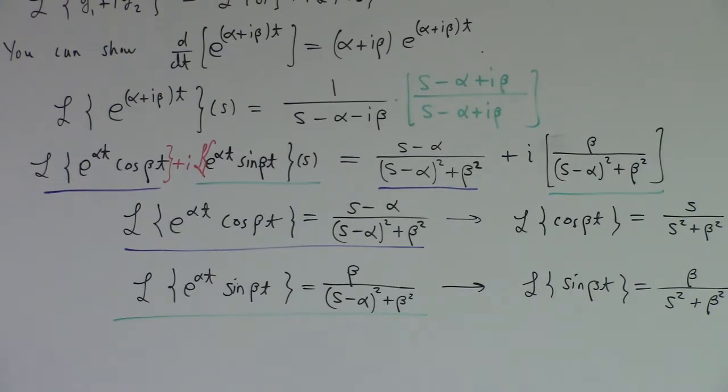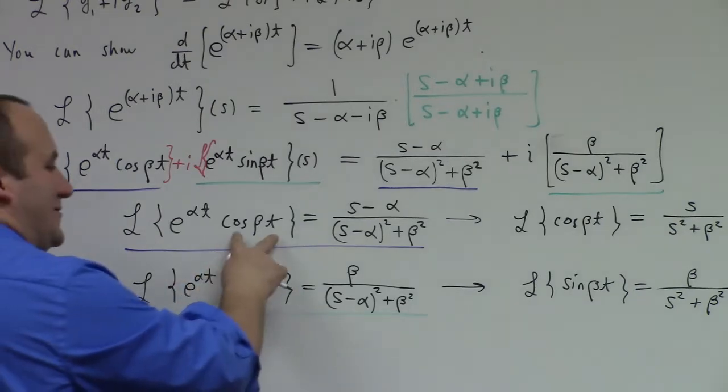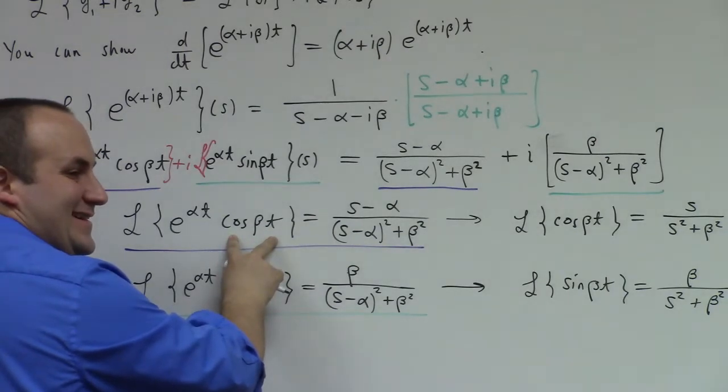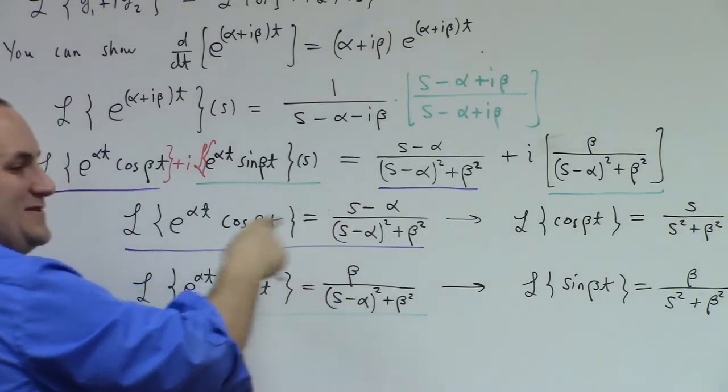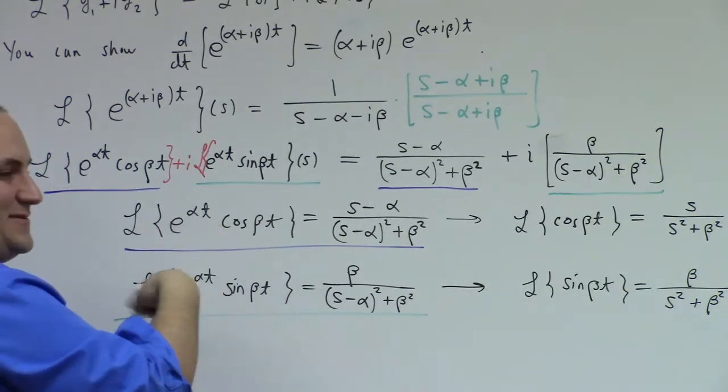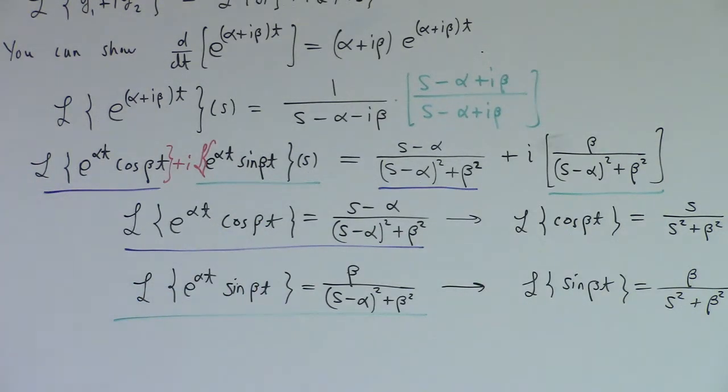On the flip side, suppose beta is equal to 0 in this one. Then this will collapse to s minus alpha over s minus alpha squared, which of course is just 1 over s minus alpha, which we know. There's other stuff to see in here, that's true. We good? All right, I'm going to move on then.